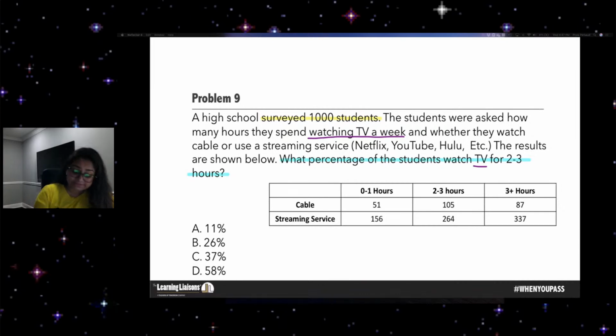So here, they're very specific about our time. So time matters, right? And they're looking for time based on 2 to 3 hours. And because they said watch TV and not specifically cable or streaming services, we're looking at both of these numbers, right? So they're asking us for the percentage of the students that watch TV for 2 to 3 hours. So here we have to add the total of 105 and 264. And that gives us a lovely total of, I think, 369.